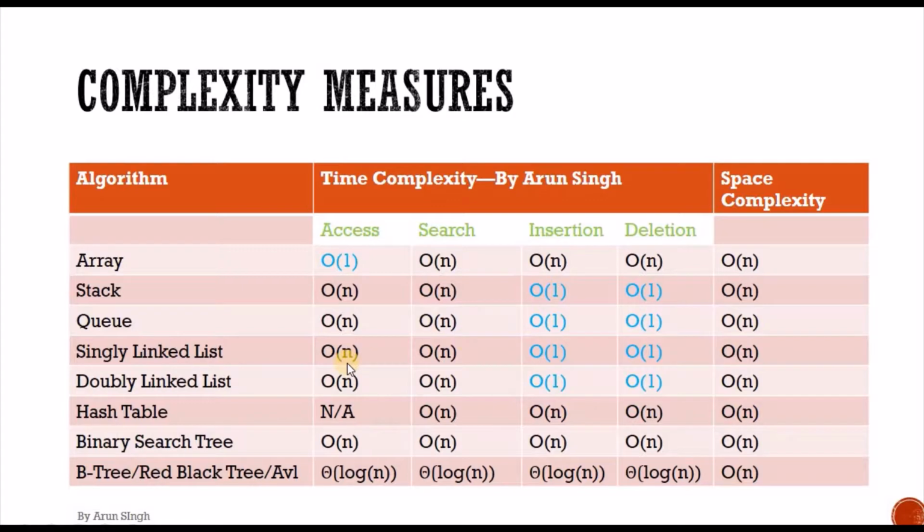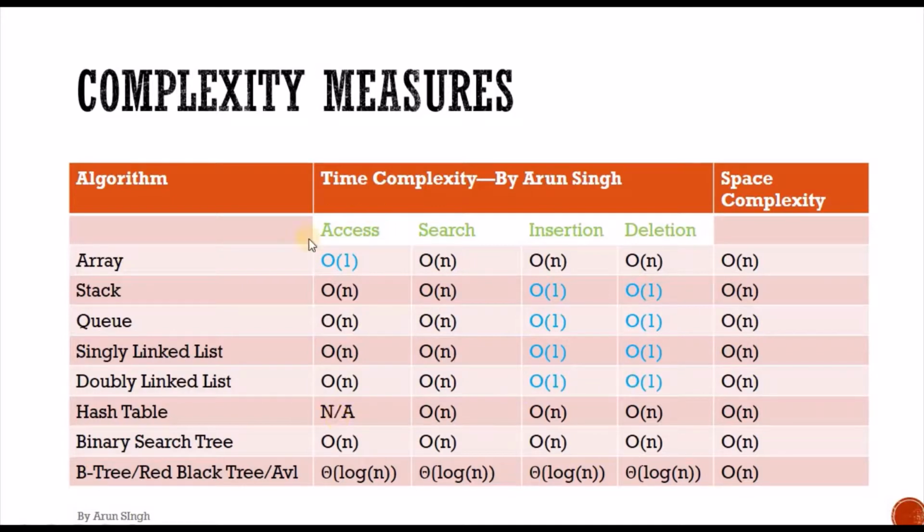Singly linked list, access, O(n). If I have to read any element, I have to read all the elements of the linked list. Search, again I have to search all the elements of the linked list. Insertion, just go and add a node, it is O(1). Delete, go and remove a node, simple. Doubly linked list, same.